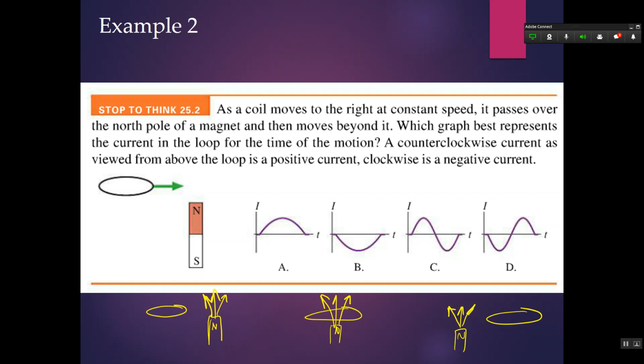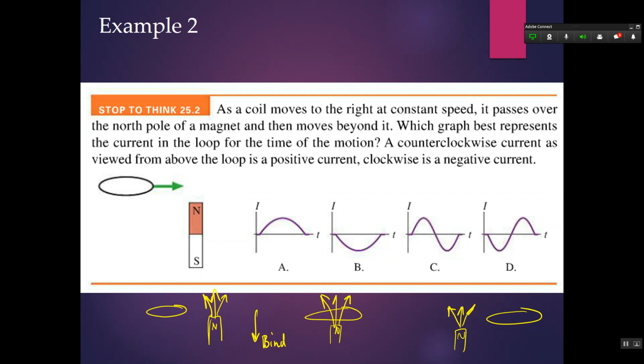Okay. So initially, how many lines are going through my loop? All right. And eventually, how many lines are going through them? 3. So is the number of up arrows increasing or decreasing? Increasing. So what's nature going to do? It's going to give you a B induced in the downward direction. All right. So B induced in the downward direction is going to be, if we look at this from the top, clockwise. And in the question here, it says a clockwise current is negative.